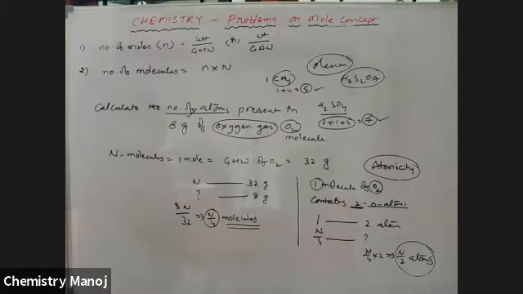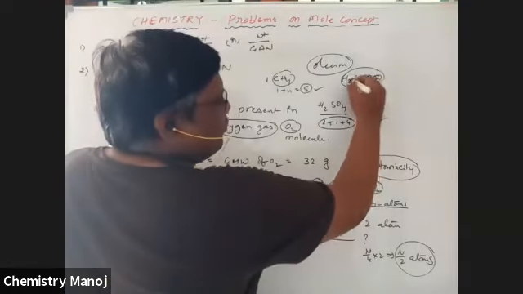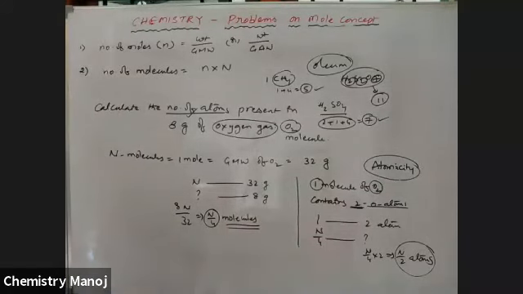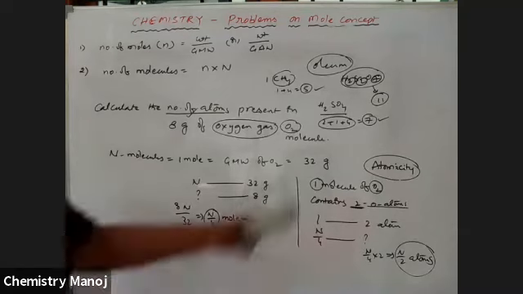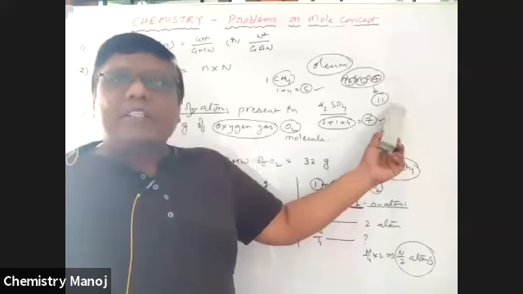Oleum is nothing but H2S2O7. How much is its atomicity? That is 7 plus 2 plus 2, that is 11 is the atomicity. If you know the formula, that is one molecule of the substance. One molecule of the substance contains a number of atoms. How many atoms are present in that molecule is called its atomicity.